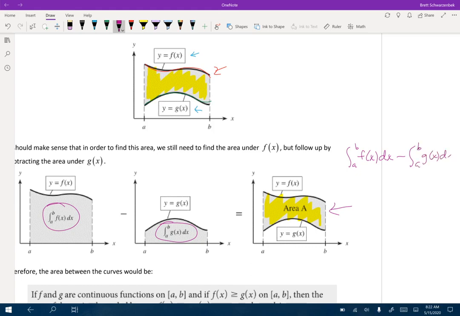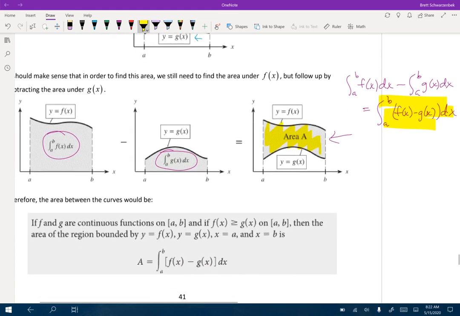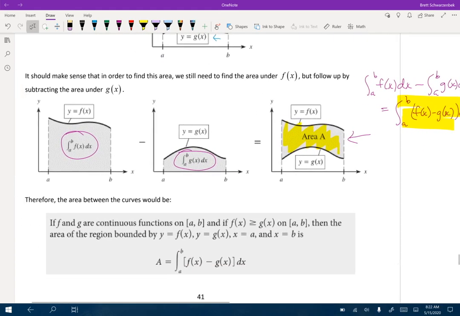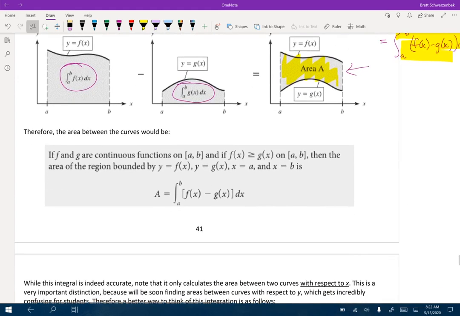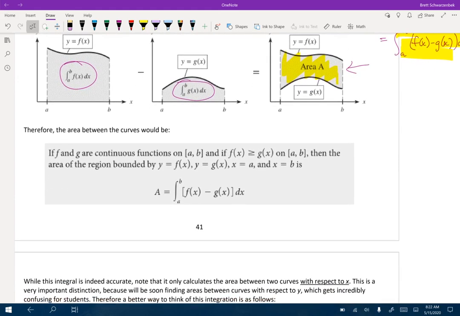Now you guys learned already that the properties of integrals allow us to go in and out of integration as long as the limits are the same. So this is equivalent to this equation right here, which is essentially the definition of finding the area between two curves. So if you look down here, if you are looking for the area between two curves, then you can just use this formula to assist you when doing so.